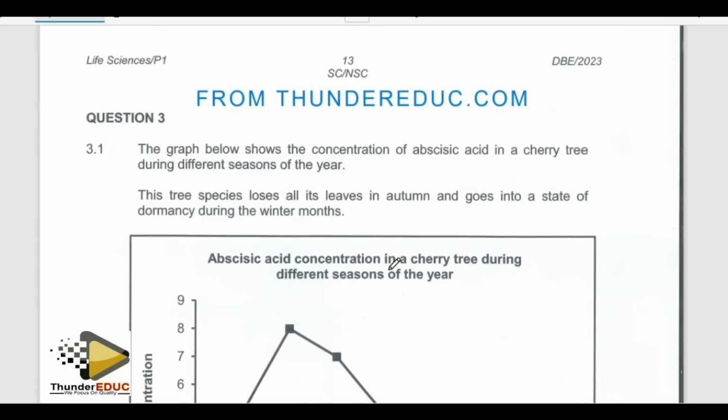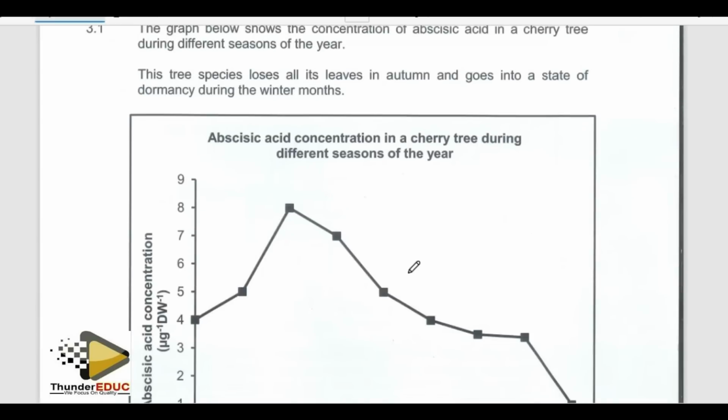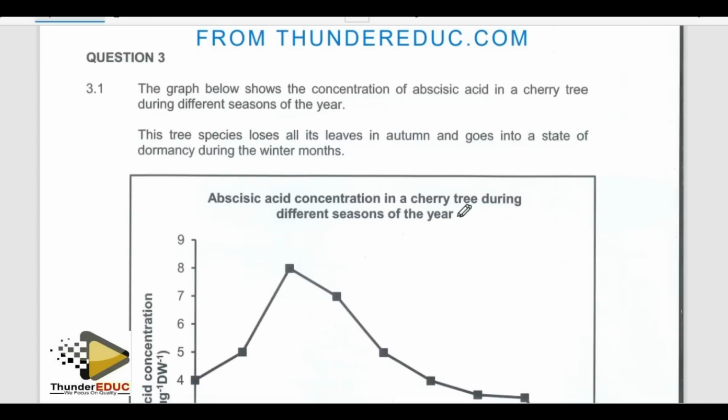They are saying that the graph below shows the concentration of abscisic acid in the cherry tree during the different seasons of the year. They are saying that this tree species loses all the leaves in the autumn and goes into a state of dormancy, meaning that this tree, in science we call them deciduous plants. Plants which lose their leaves during the period of what? During the period of winter. Yes, we call them deciduous plants.